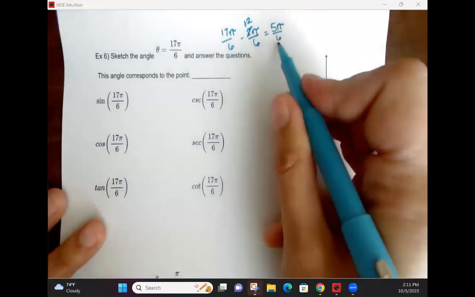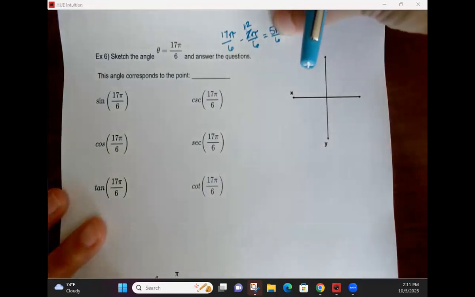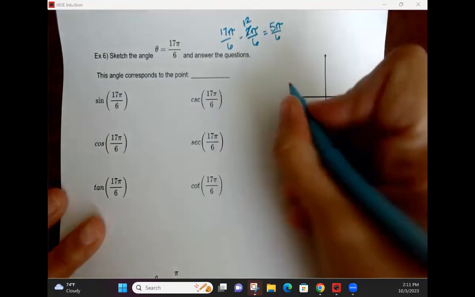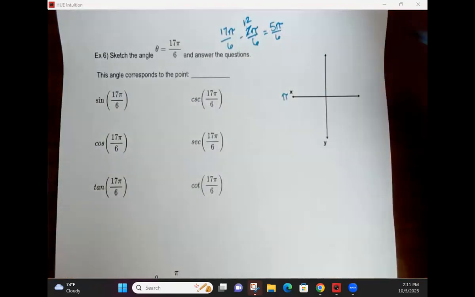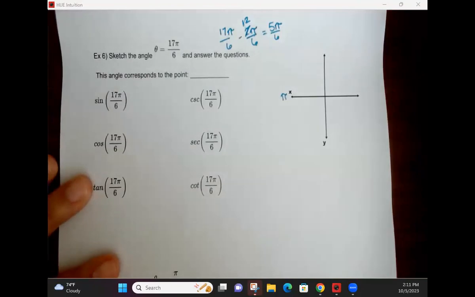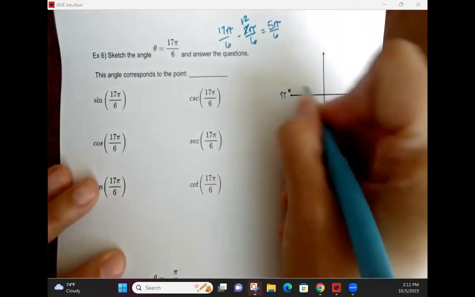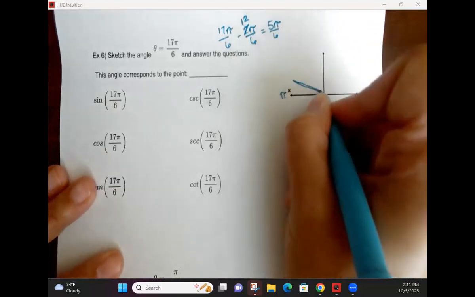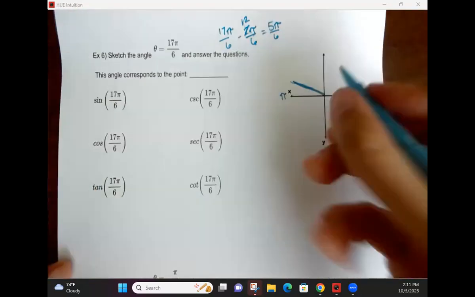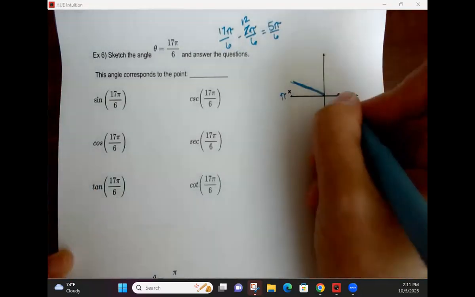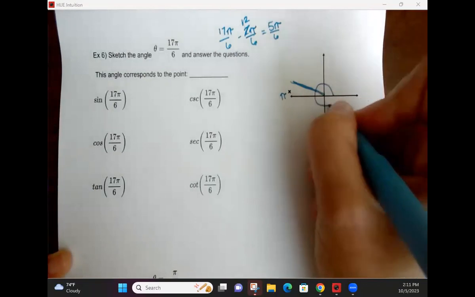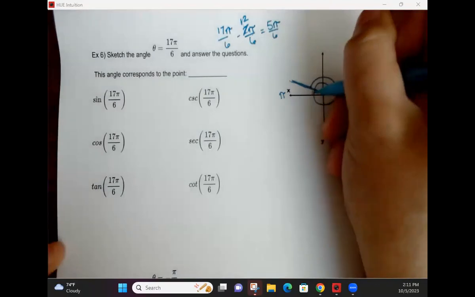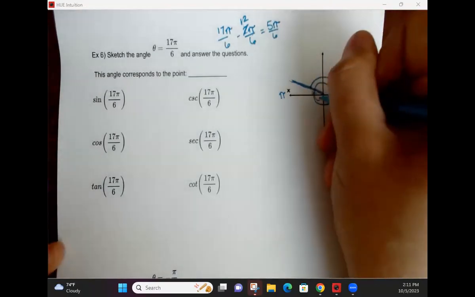This is going to be in quadrant 2. If I forget about the pi for just a second, 5 over 6 is just less than 1, and my pi is essentially my 1, right? I'm at almost pi. That would be here. Again, quadrant 2, closer to the x-axis than the y. So we'd be about here. And my angle that I've drawn is actually that.